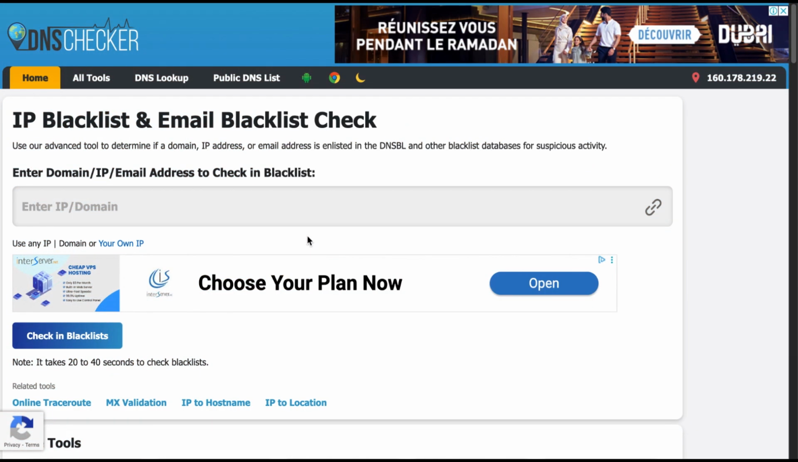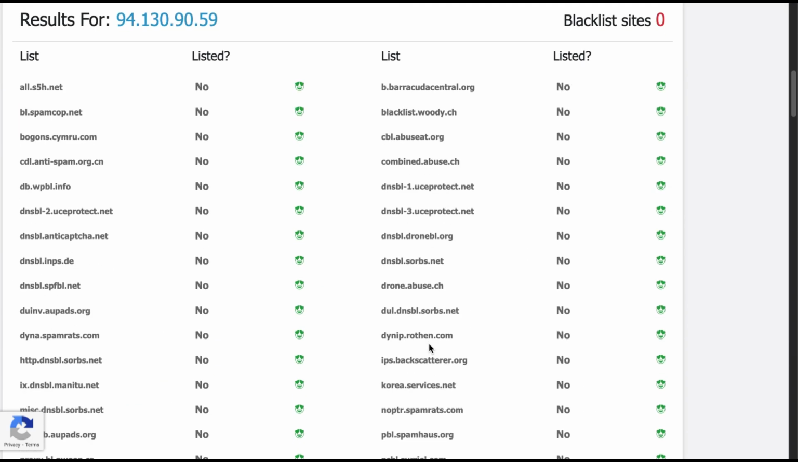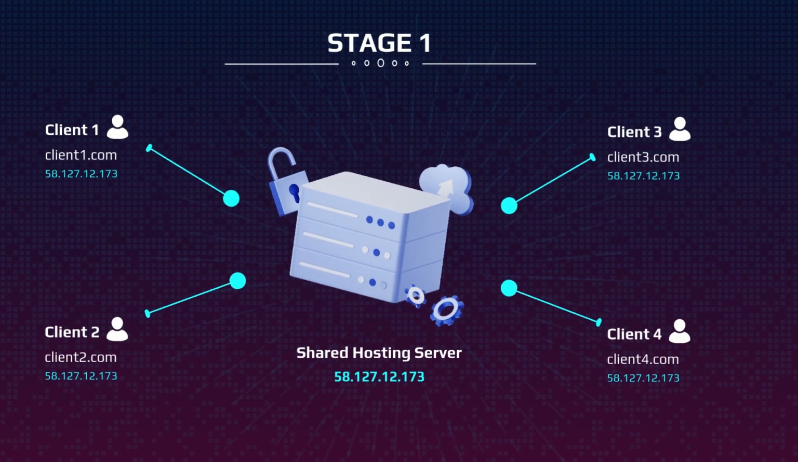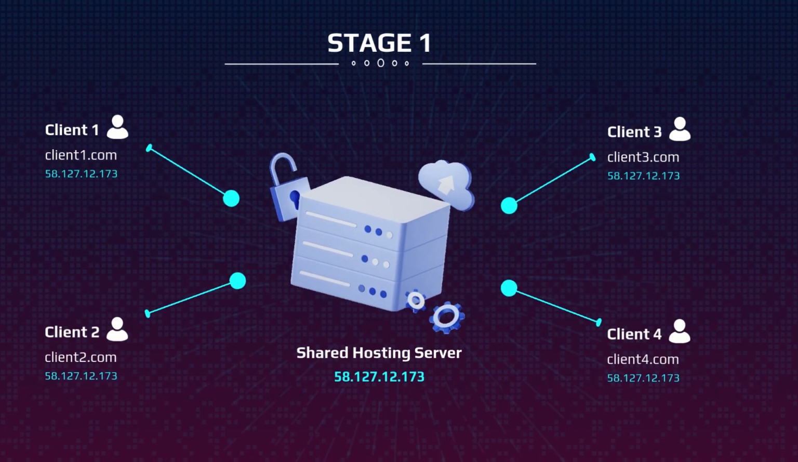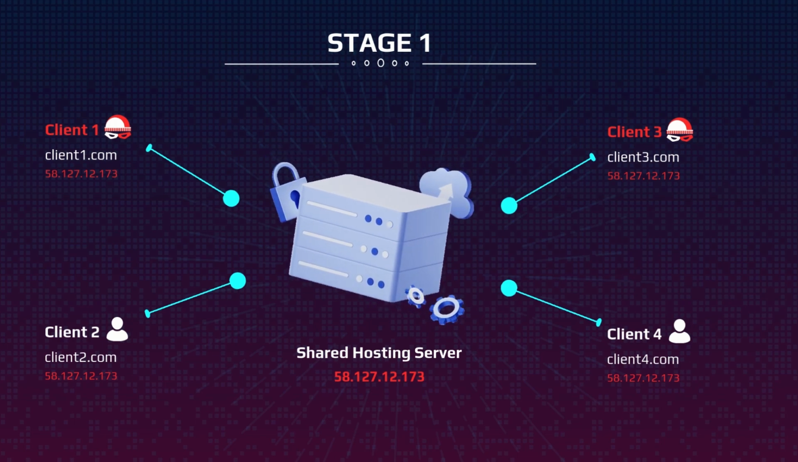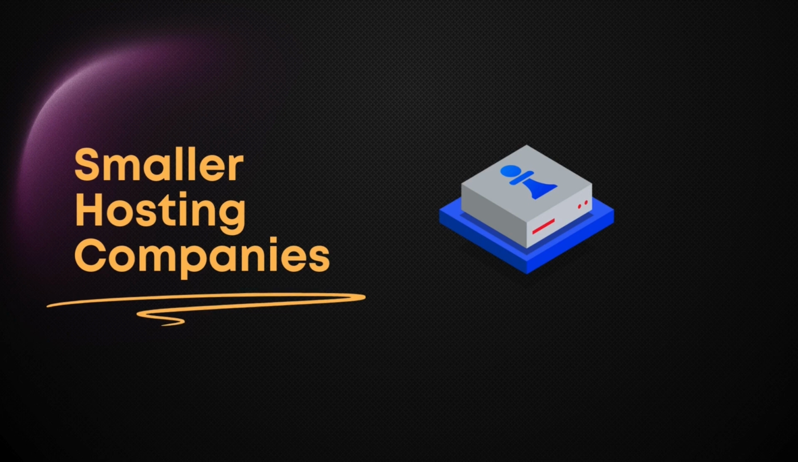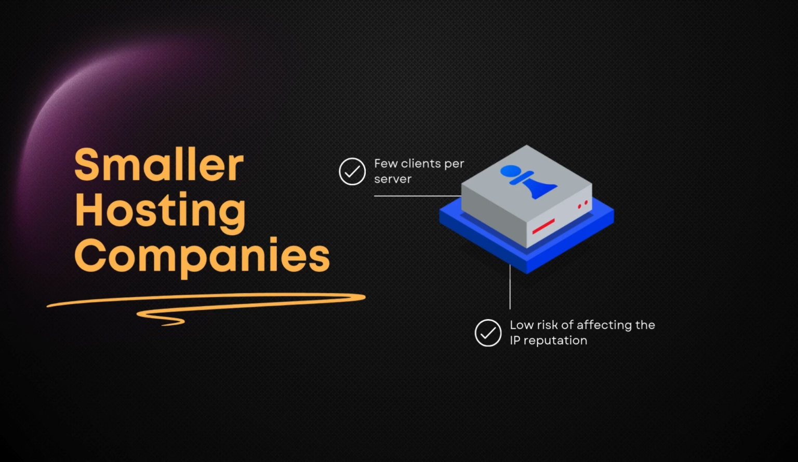Now, before you start working on your site, you need first to check your IP reputation. If the server IP address has a poor reputation or is blacklisted, it will indeed harm your chances of getting approved by Adsense. Because in a shared hosting environment, many websites share the same IP address. If some of these websites engage in malicious or spammy activities, it can potentially harm the reputation of that shared IP. So the ultimate solution is to aim for smaller hosting companies because they likely have few clients per server, which reduces the risk of affecting the IP reputation.